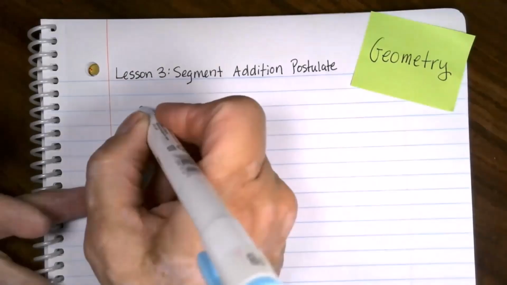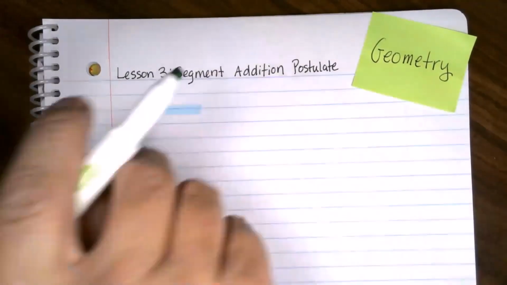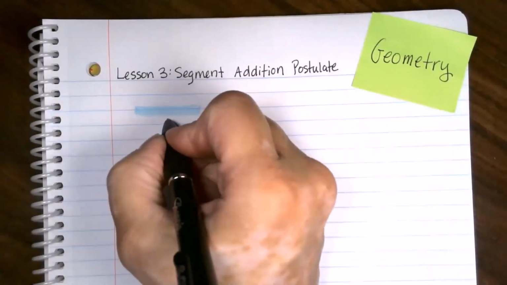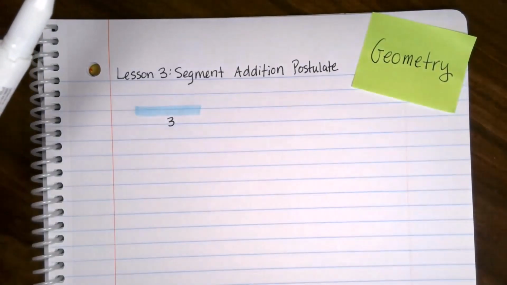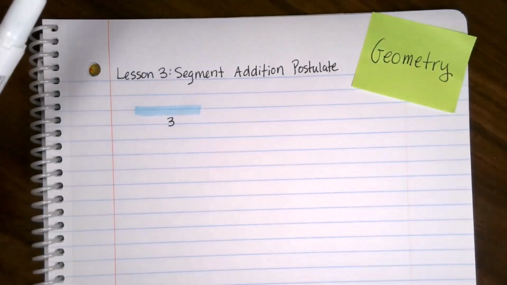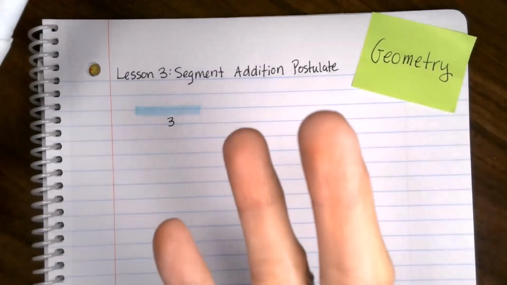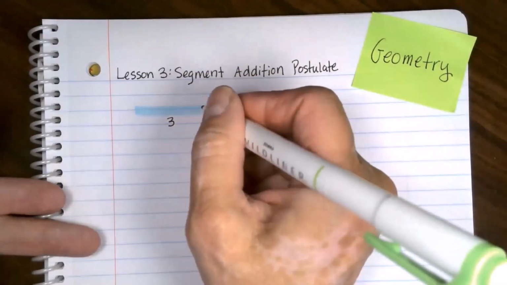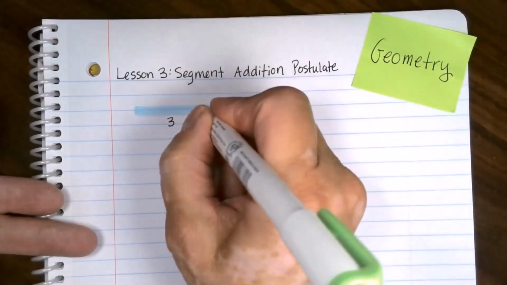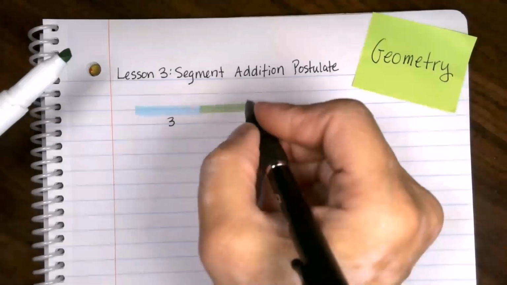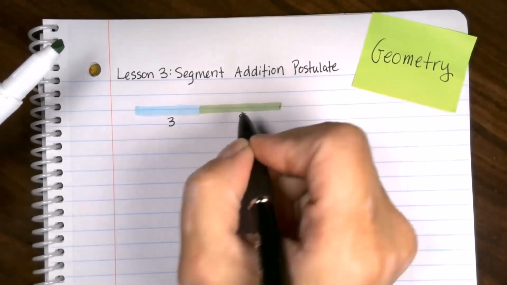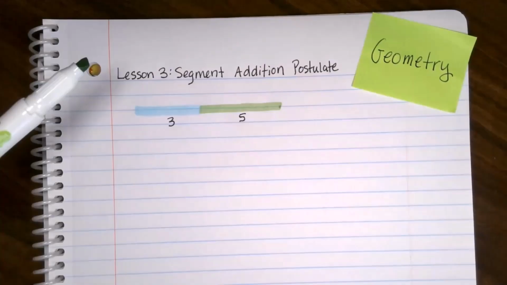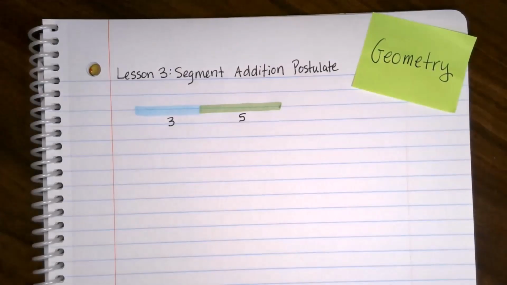So if I draw a piece like this, and let's say that that is 3 units long. I'm not going to put units on here, so it could be centimeters, inches, feet, whatever. Let's just call it 3. And then I grab another segment and I put it right up next to it, and let's say that this one is 5 units long. Of course, nothing is ever going to be drawn to scale. Then the question is how long is that whole thing?